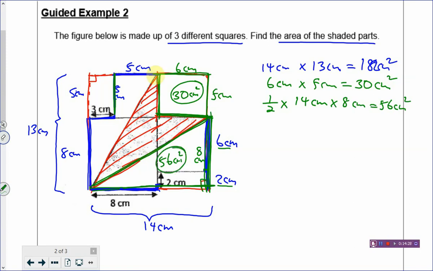Now let's find the area of this right angle triangle that we also don't want. Let's erase some of the highlighting so that it's easier to see.